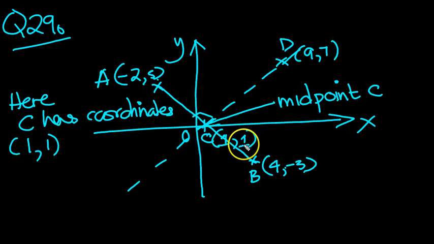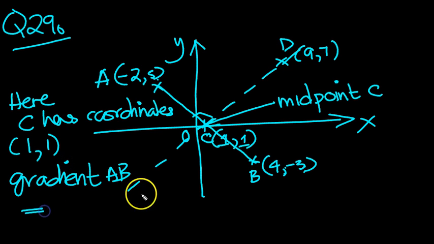Now, just check. 1 on the x, you go back 3 to minus 2 and 3 to 4, so that seems fine. The 1 here, you go up 4 to 5 and down 4 to minus 3, so that's good. So we're happy with our midpoint being 1, 1. So let's just get the gradients then. First of all, the gradient of AB is easy to get. So drop our triangle. It's convenient to drop it down here, isn't it, and across here.